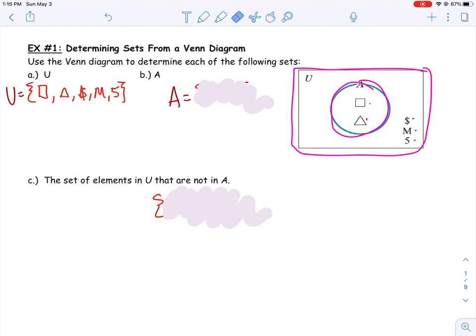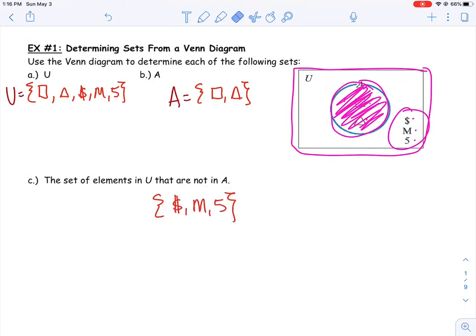Now, what elements are in set A only? By looking at the picture, I notice that set A contains just the square and the triangle. Part C says the set of elements in U that are not in A. So what elements do you see in the universal set that are not in set A? If I take out set A, what elements are left? It looks to me like the money sign, the capital M, and the 5. So it's about being able to pick out the little pieces of your Venn diagram.